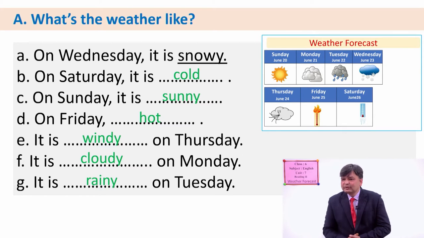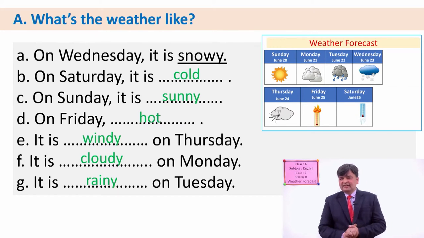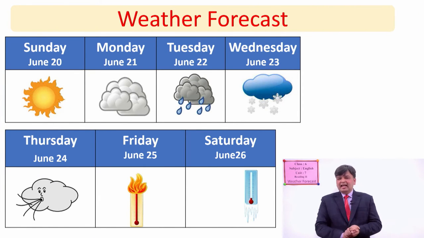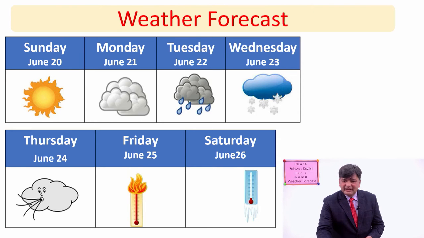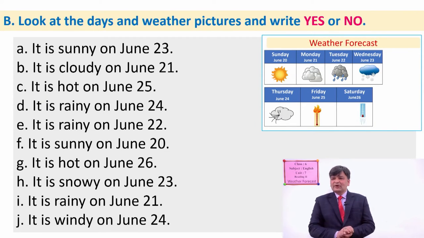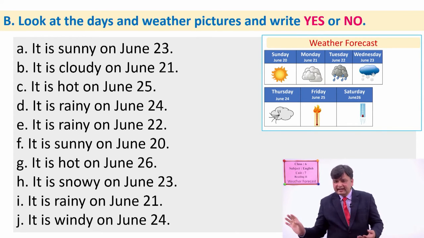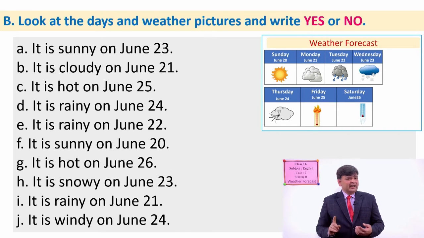Let's have a look at another exercise, right? So this time you have the weather forecast again, the same, and you have to look at the same weather forecast and write down whether the statements are true or false. If the statements are true, which means correct, you have to say yes. If the statements are false, or they are not correct or incorrect, you have to write no. Okay, so let's have a look at number one.